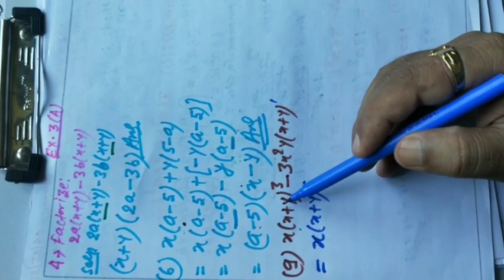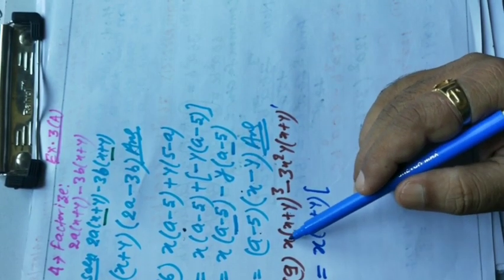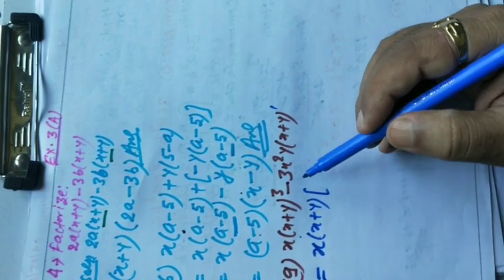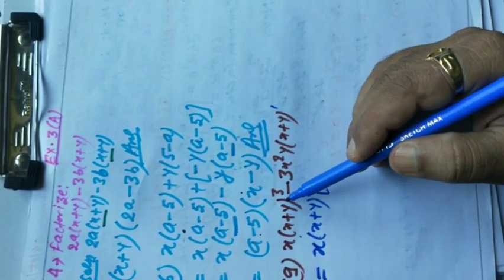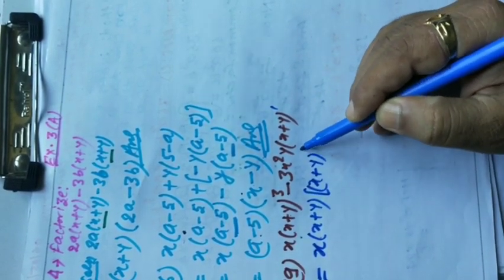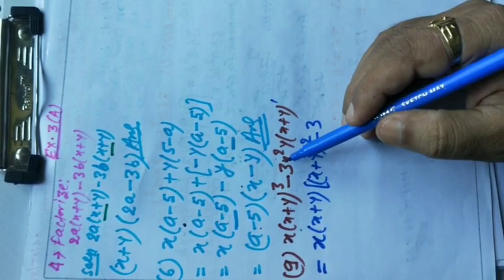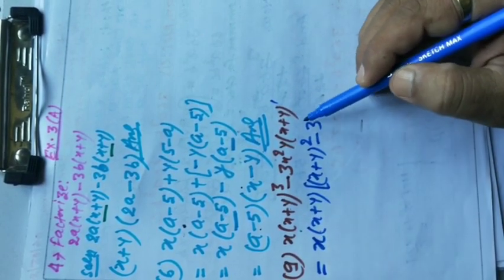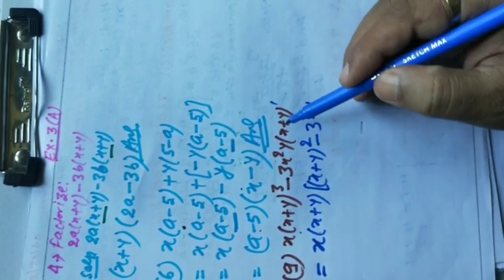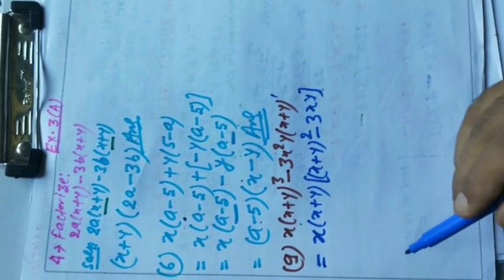Then divide the first term by the common factor. What will be left? x will cancel with x, and x plus y raised to the power 3 when divided by x plus y will leave x plus y raised to the power 2. So write here x plus y raised to the power 2, and minus 3 will be left here, and x square divided by x will be x, and y is there, so put y. And x plus y we have taken common, so it will cancel with this x plus y, so 3xy will be left here.